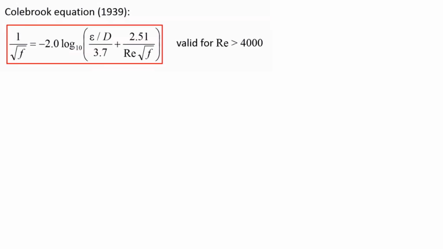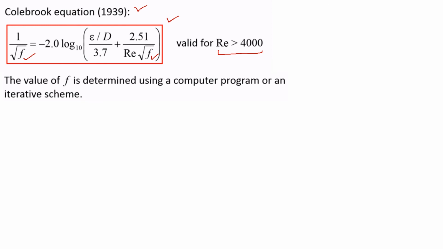Colebrook in 1939 derived this equation with the help of experiments, and this equation can be used to calculate the friction factor. But as you can see, this is a very complex equation because there is f on both sides, so you will have to do a lot of iterations, or you need a computer to do those iterations for you. So it results in a lot of time wastage. The value of f is determined by using a computer program or an iterative scheme.